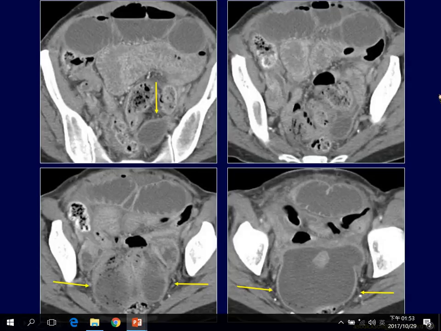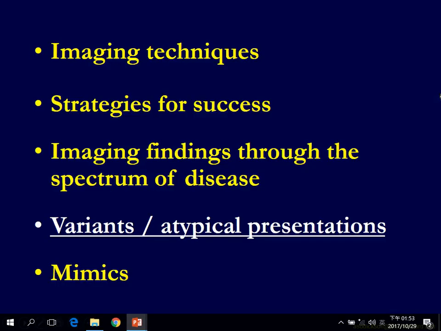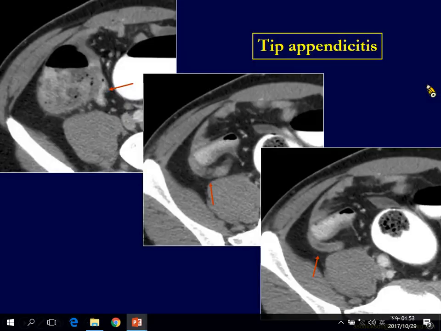Here, an even more severe case, where we have a large collection of fluid with an enhancing organized rim, and multiple small foci of gas within this pus-filled abscess surrounding the sigmoid colon. And this, it turns out, is the appendix that had ruptured at its tip to create this abscess. Now, there are a variety of variant or atypical presentations of appendicitis. This is a tip appendicitis.